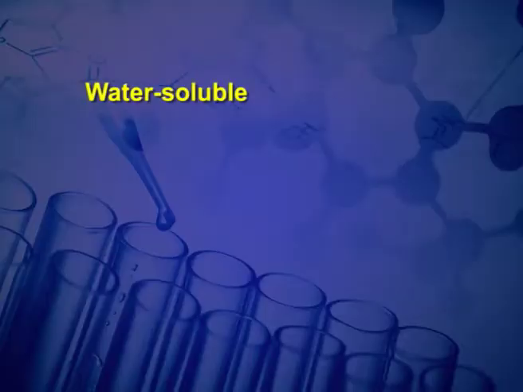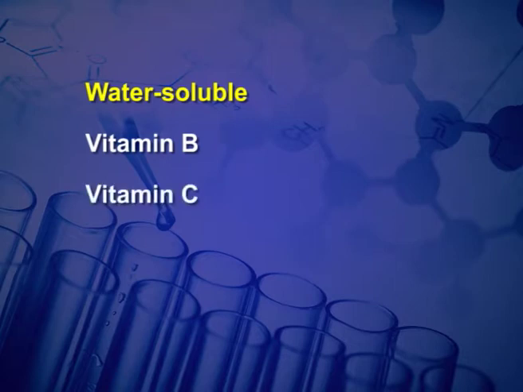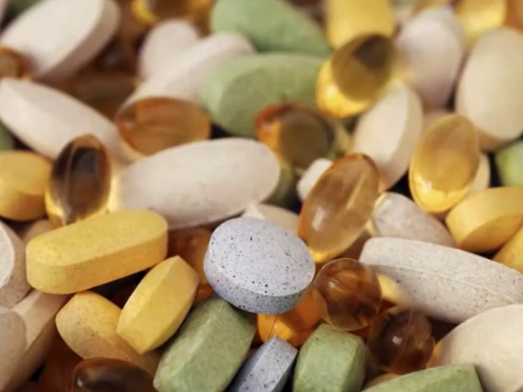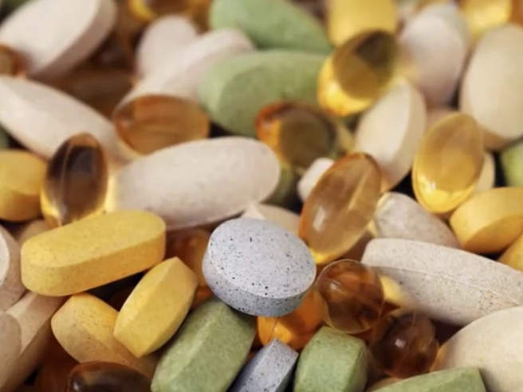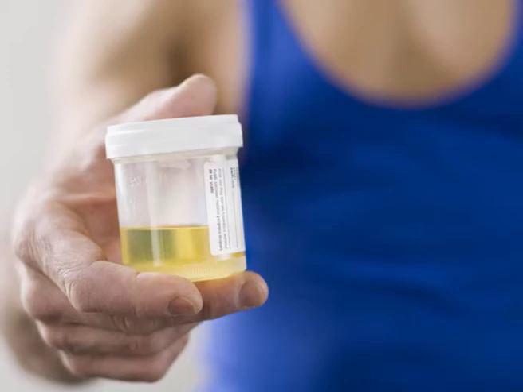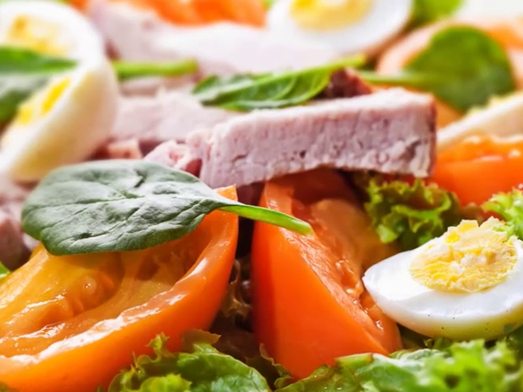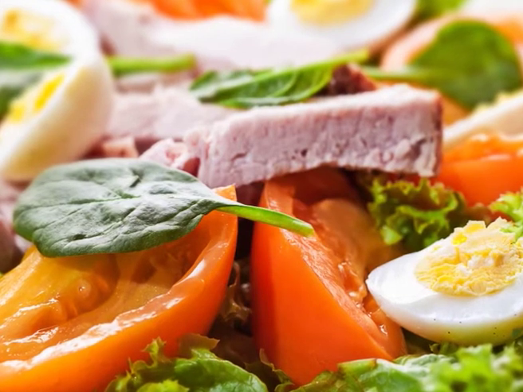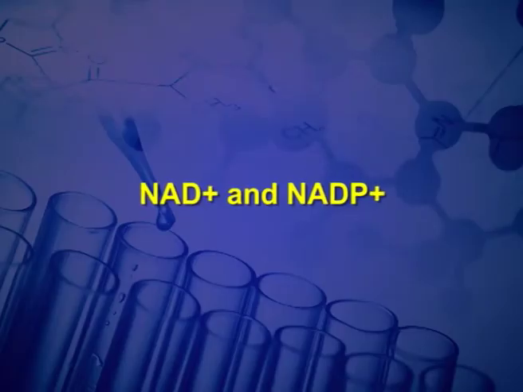Vitamins can be classified into water soluble, that is B vitamins and vitamin C, and fat soluble, that is vitamin A, vitamin D, vitamin E, and vitamin K groups. The consumption of excess water-soluble vitamins simply results in their excretion in the urine, and consumption of excess fat-soluble vitamins can lead to toxic conditions known as hypervitaminosis. Now let's look at vitamins and their coenzymes one by one, NAD+ and NADP+.